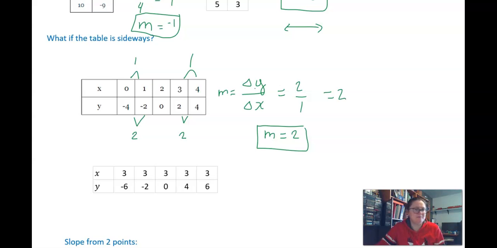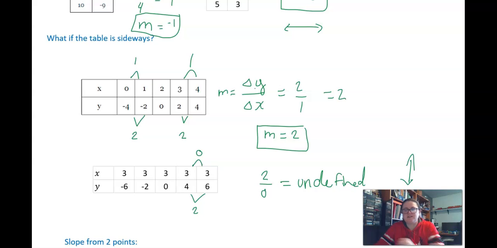If it's a table, it doesn't matter which two you use as long as they're lined up with each other. So let's do that for this one down here. I don't want to deal with negative numbers, so I'm going to use the last two instead. 6 minus 4 is 2. 3 minus 3 is 0. So I have, remember, 2 goes on the top, divided by 0 on the bottom. Oh, wait, you can't do that math. So this is undefined. So when you graph this one, that would be your vertical line. Remember, when you have a straight up and down line, the slope is undefined.